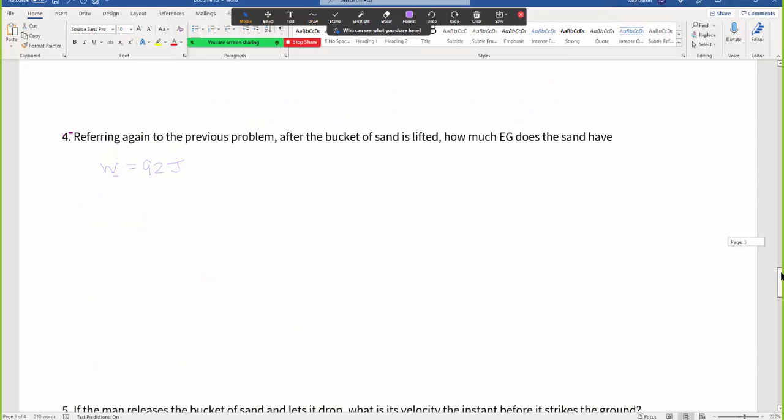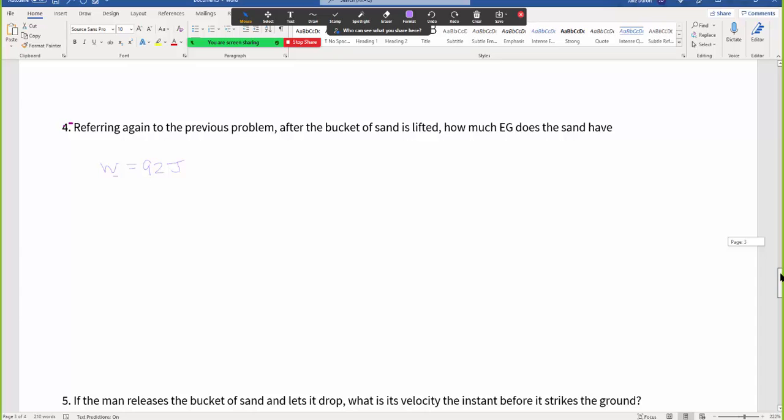Referring again to the previous problem, after the bucket of sand is lifted, how much energy does the sand have? So I'm going to copy down, and I don't have that anymore. We figured out that the height was 0.75 meters, and we know that the mass was 12.5 kilograms. So when the bucket of sand is lifted, how much gravitational potential energy does it have? It's equal to mass times gravity times height. And we know from the last one that mass times gravity was 122.5.